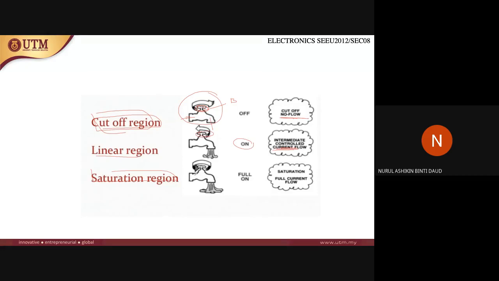It is the same with the transistor. When the base current flows too much, it will be in the saturation region. So the current flowing inside the transistor will be maximum, as much as possible, and in this saturation region it makes the transistor fully on. You are fully turning on the transistor, so the current at this point fully flows inside the circuit.